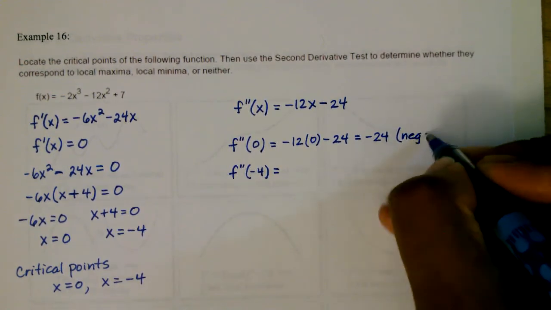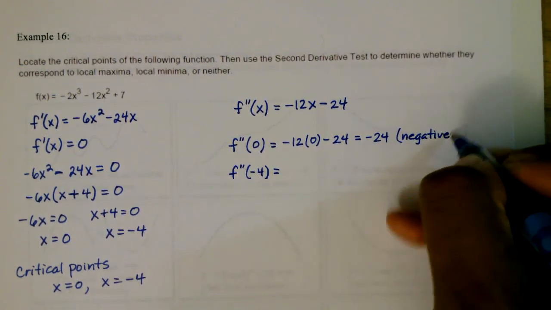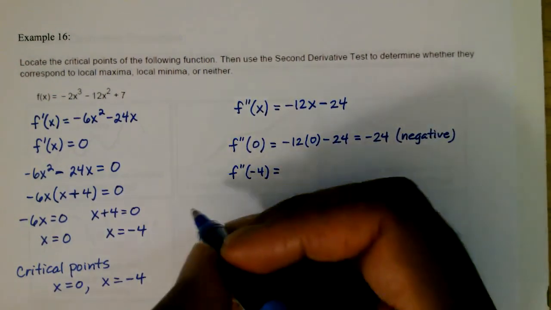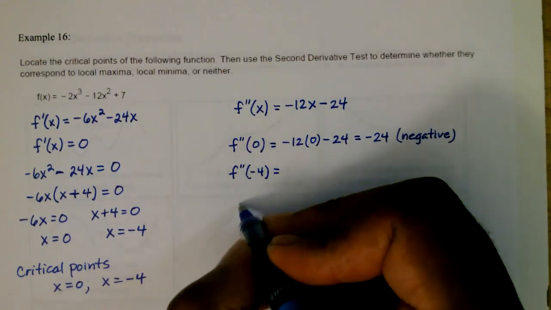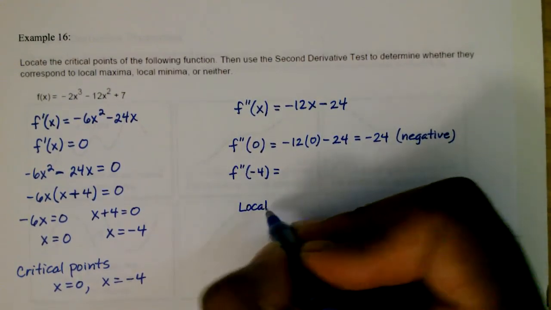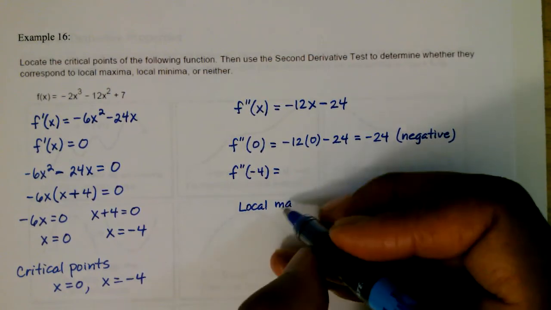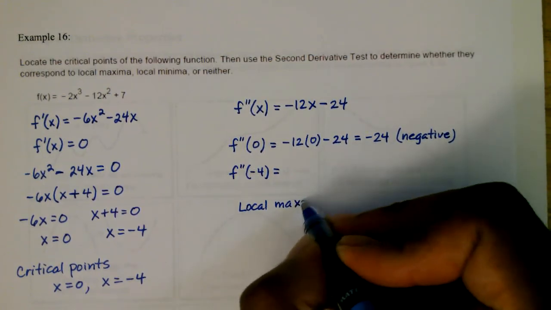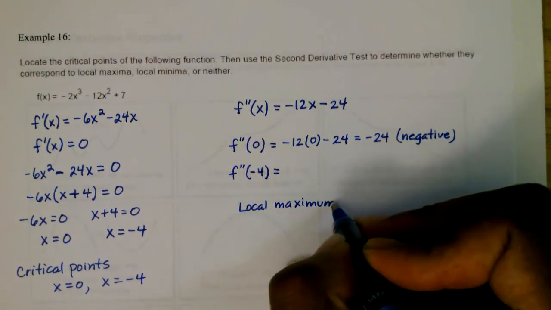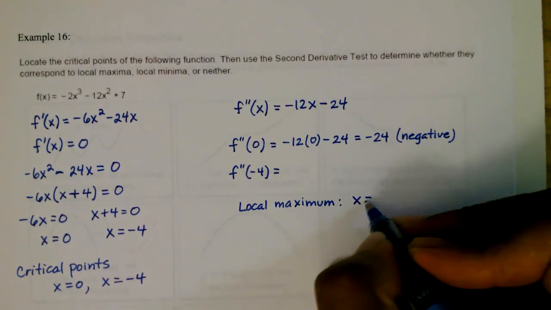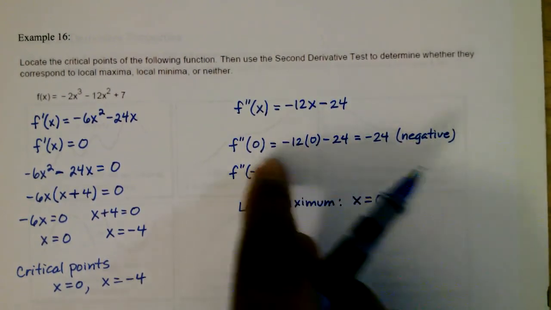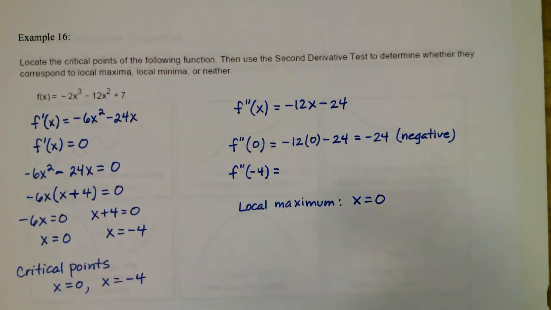So it's negative. So that tells me I have a local maximum. And that's at x equal to 0, because at 0, I came up with a negative value.